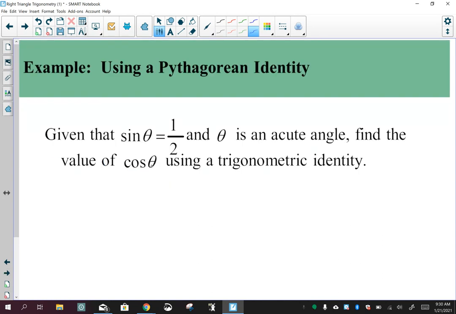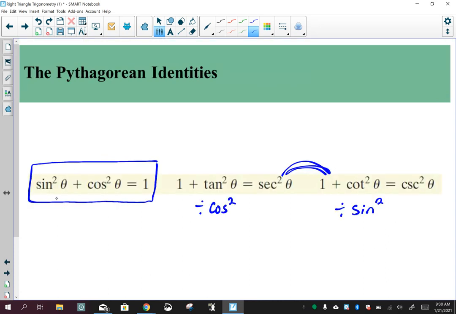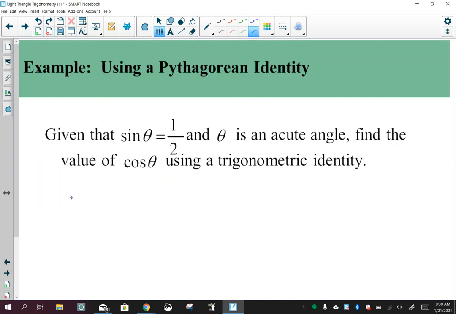So, given that sine of theta is 1/2 and theta is an acute angle, find the value of cosine using the trig identity. Given that sine theta is 1/2, I'm going to use this identity here. I've got sine squared plus cosine squared is equal to 1.